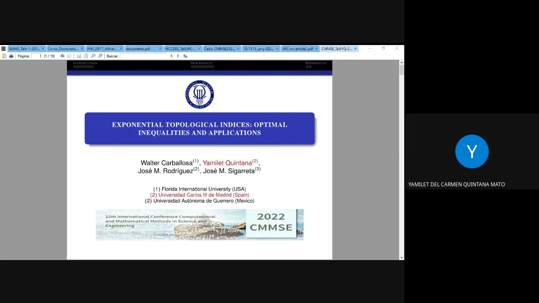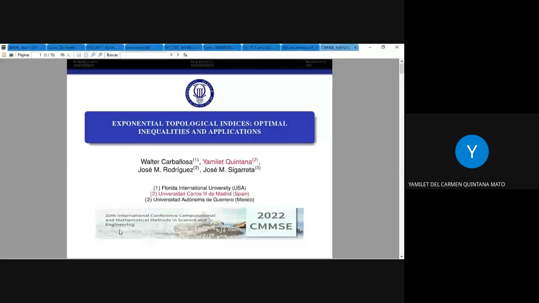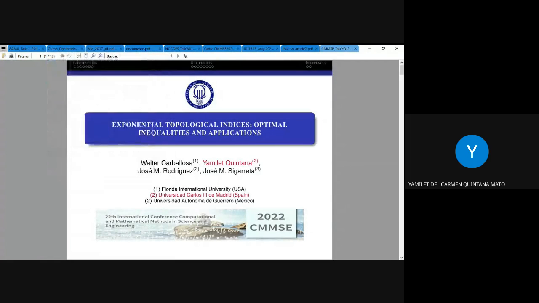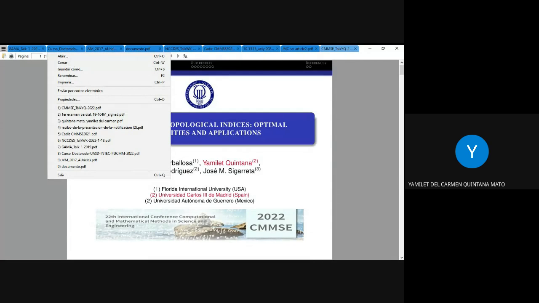This talk is about exponential topological indices, their optimal inequalities and application. This is John Ward with Professor Walter Caballosa, Jose Manuel Rodriguez, and Jose Maria Cigarreta from Florida International University, Universidad Carlos III de Madrid, and Universidad Autónoma de Guerrero, respectively.